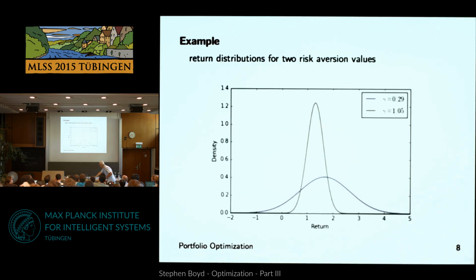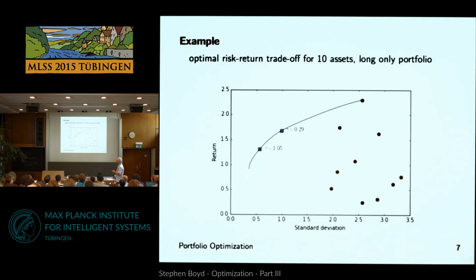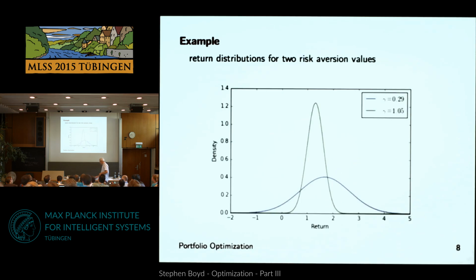And here, this is silly, but here are 2 points with two levels of risk aversion. One has, you know, a standard deviation of 0.6. It really doesn't matter what the units are, and a return of whatever that is, 1.3. And here's one with a higher return and higher risk, right? And so those might have return distributions that would look like that.